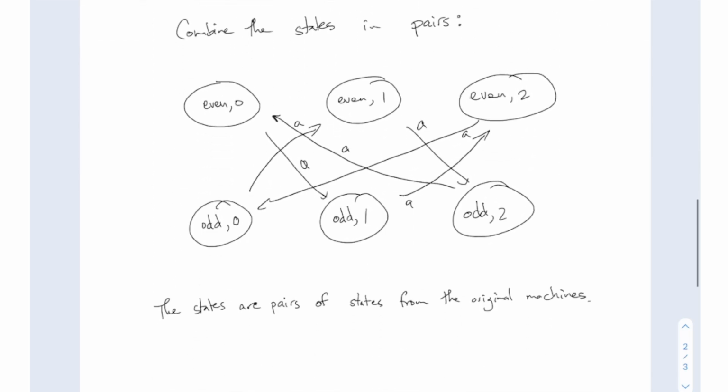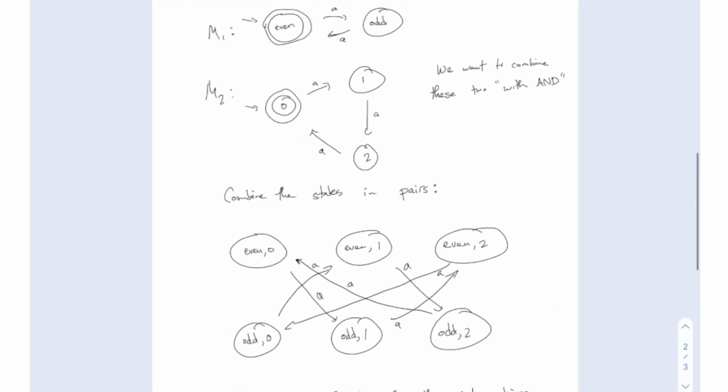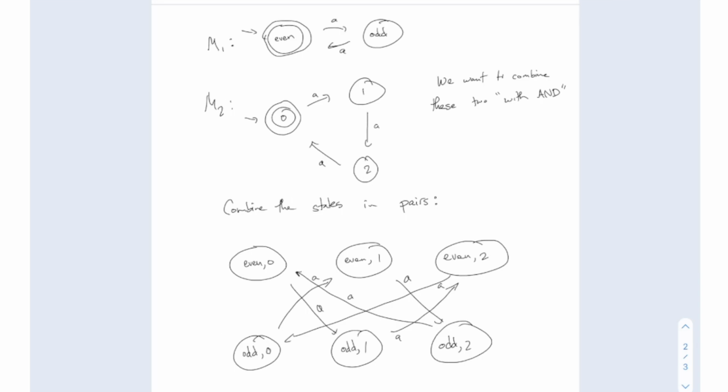This is how we do it. We combine the states in pairs. Now, we should also say what's the starting state? What do you think? Yeah, even and 0. If you think about the point of this, it's supposed to be some kind of combination of those two diagrams. So you locate the starting state on each of these two here and here, and that's where the starting state goes down here.